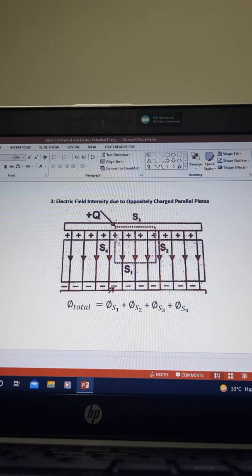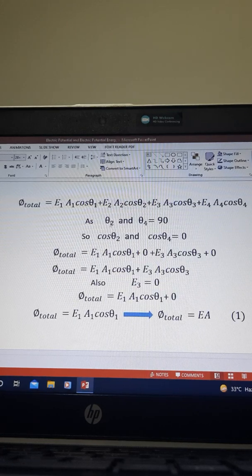So if we are going to calculate the total flux due to this rectangular shape, the mathematical equation will be: the total flux will be the flux through S1, plus the flux through S2, plus the flux through S3, plus the flux through S4. So this will be the total flux around the considered Gaussian surface. Now, by putting in the values of the flux, that is EA cos theta.